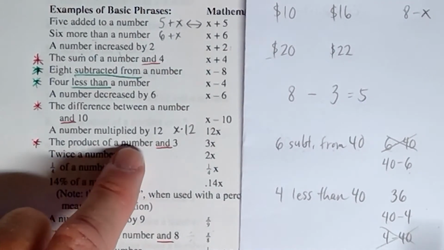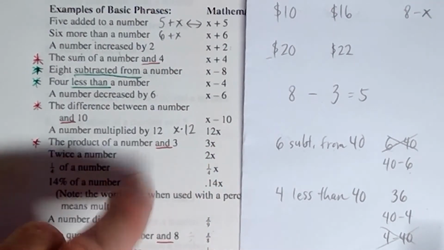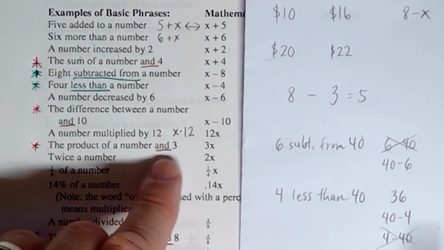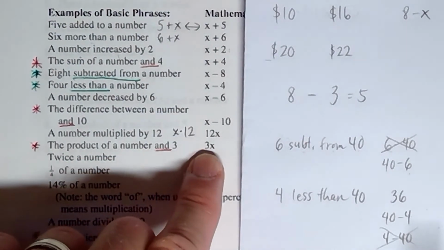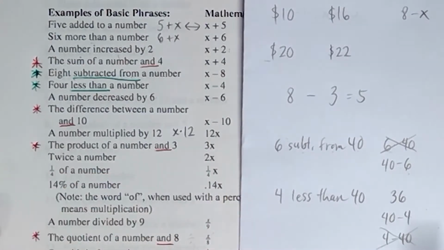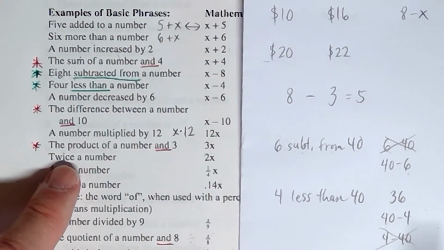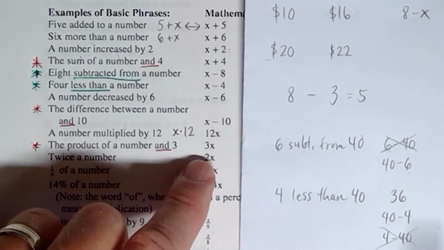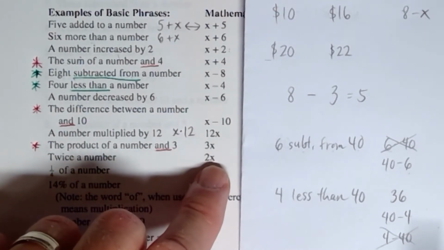The product of a number and 3, we talked about that already. But let's do it again here in this specific example. X times 3 is the same thing as 3x. Twice a number. If I make twice what you make at a job, that means I make 2 times as much as what you make. So that's why this says 2 times the number, 2 times x.